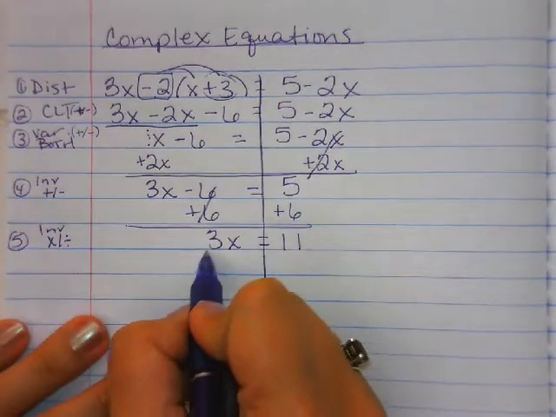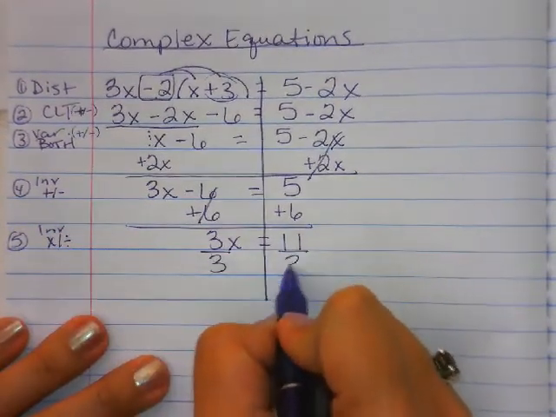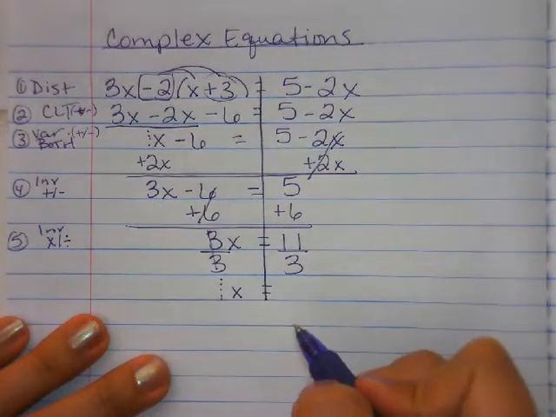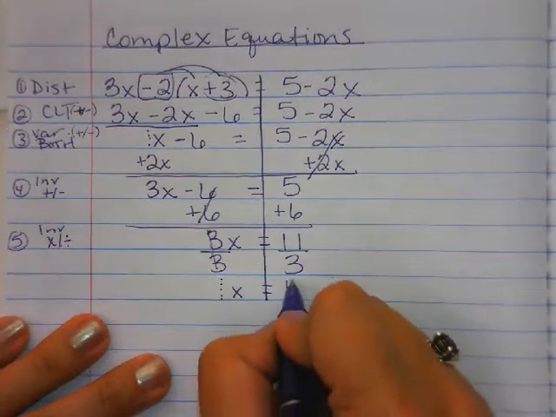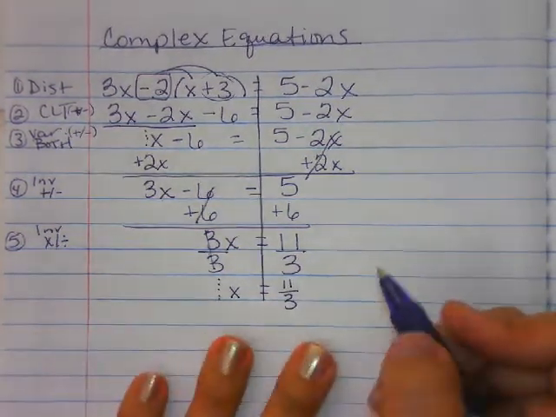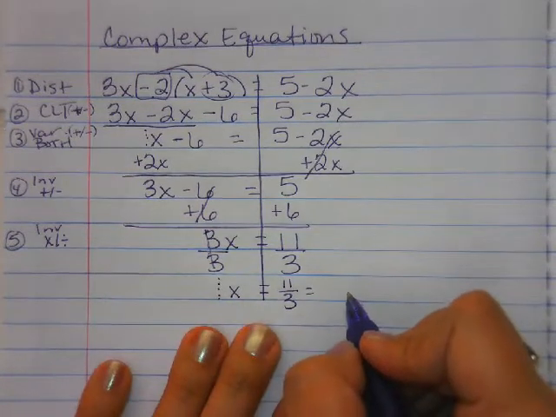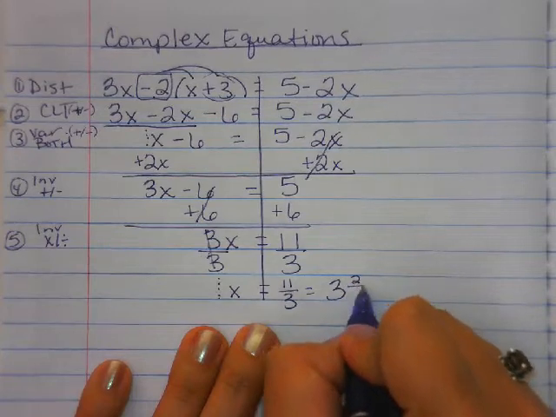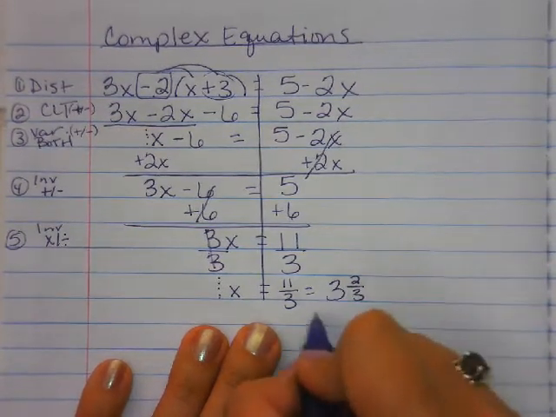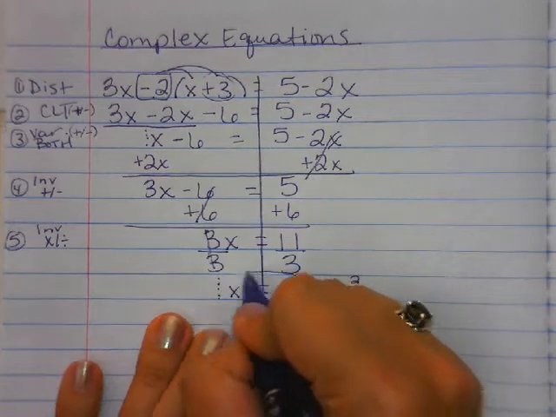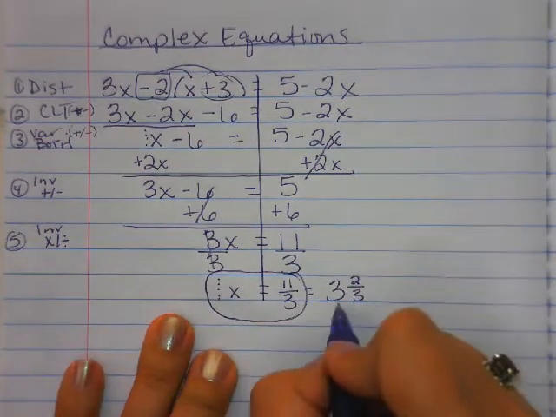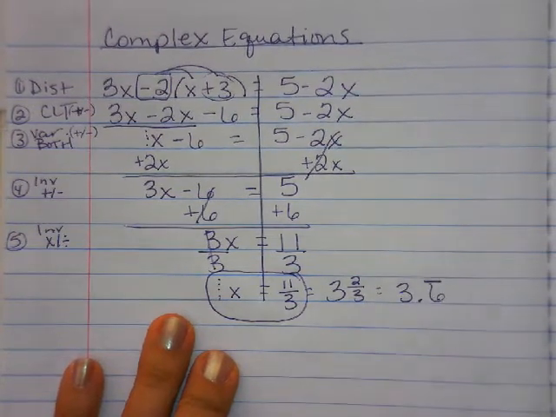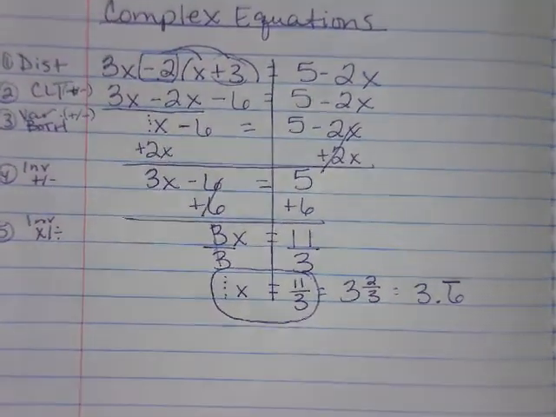And now my last step is my inverse, multiply, divide. I am multiplying by 3, so the inverse is divide by 3. 3 divided by 3 is 1x, which is important. We want that variable alone and positive. We can write this as 11/3. We can also change this to an improper fraction. 3 goes into 11 3 times with 2/3 left over. I would prefer this way with the improper. This is not technically wrong. If you wrote 3.6 with a repeat bar, that is technically correct as well.